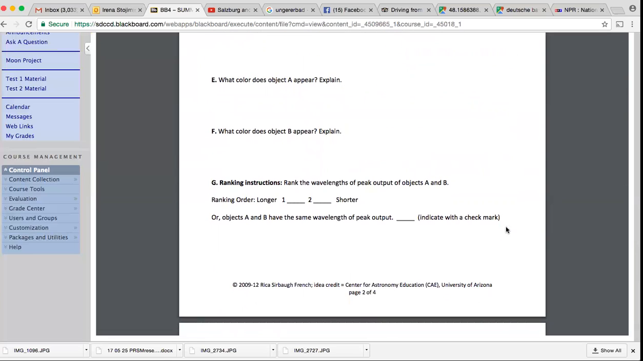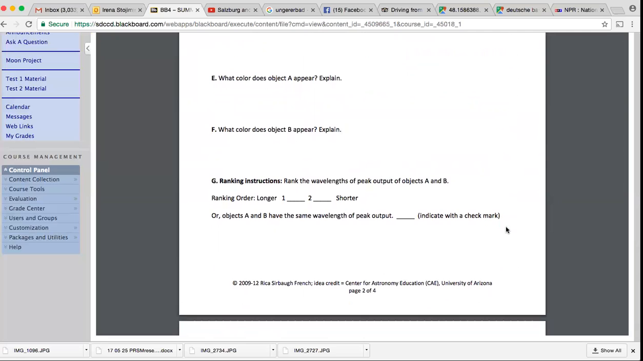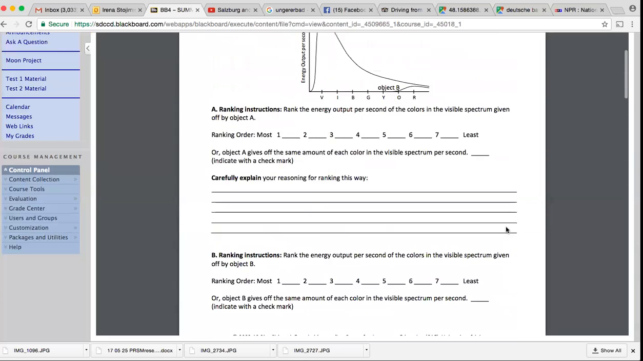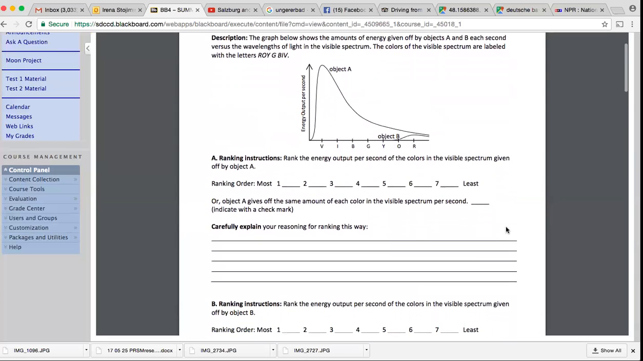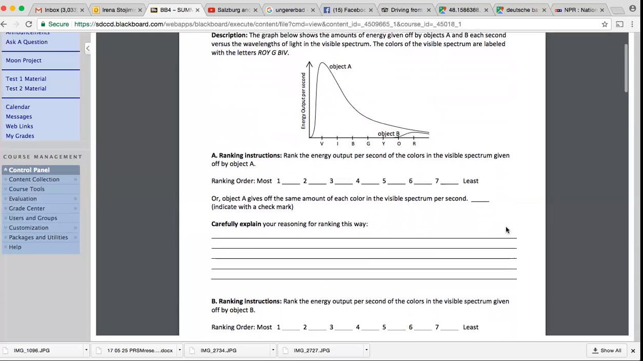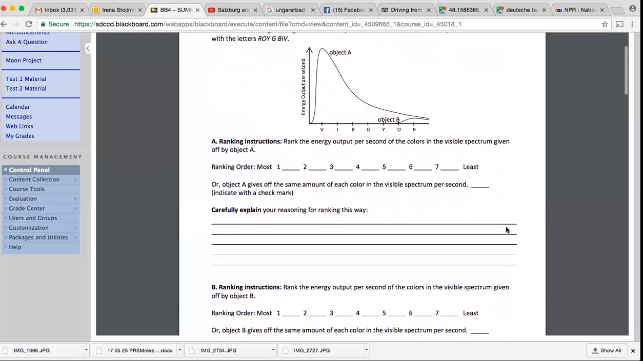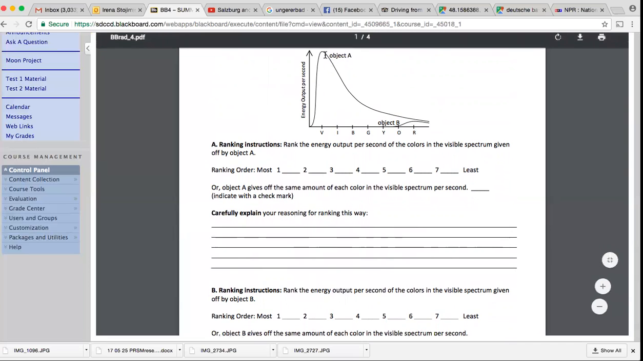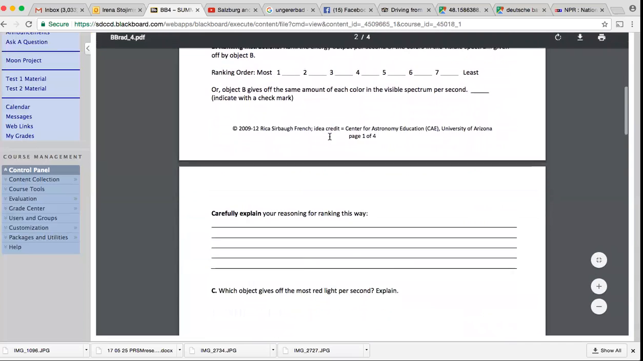Object A would give off more red light per second than object B. And also object A would give more blue light per second. Yeah, more of everything. And then the wavelengths: object B would have a longer wavelength and object A would have a shorter wavelength peak. Exactly. Object B peaks at the longer wavelength because it peaks at red, and object A peaks at violet. Okay, very good.